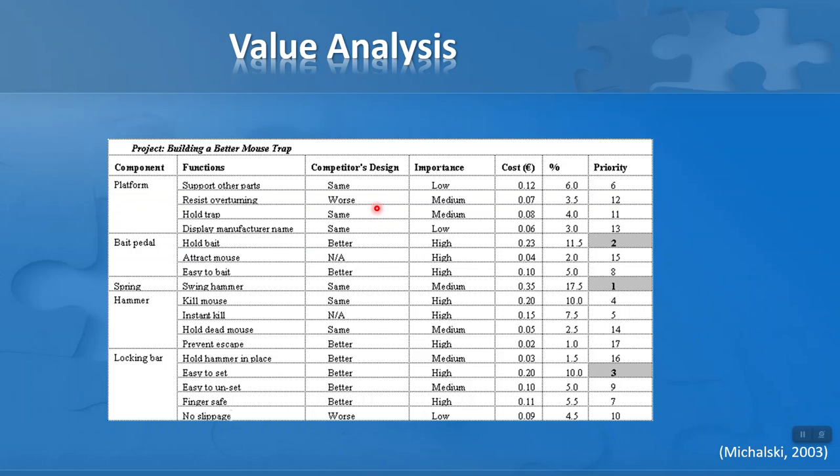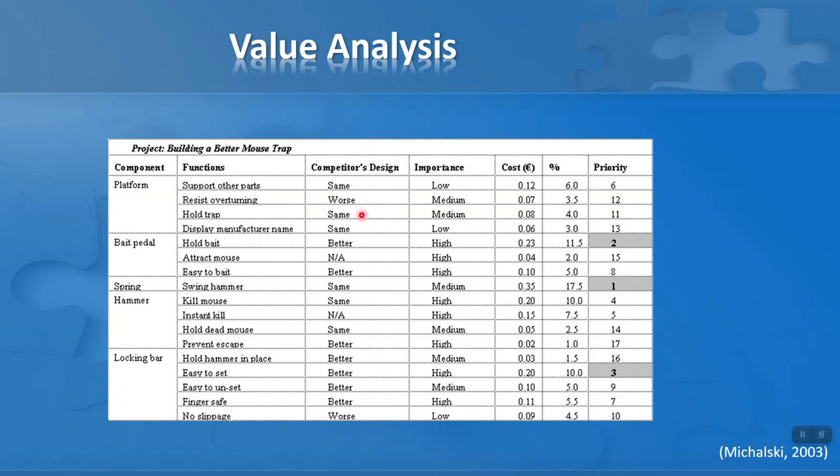Hold trap and display manufacturers' names are the same. The competitor's design is the same. And we can work our way down through here, and we can see down at the bottom that our competitor's design is actually quite better than a lot of ours. So for example, easy to set, our competitor's design is better than ours, so we're behind them, so we have a little bit of ground to make up.